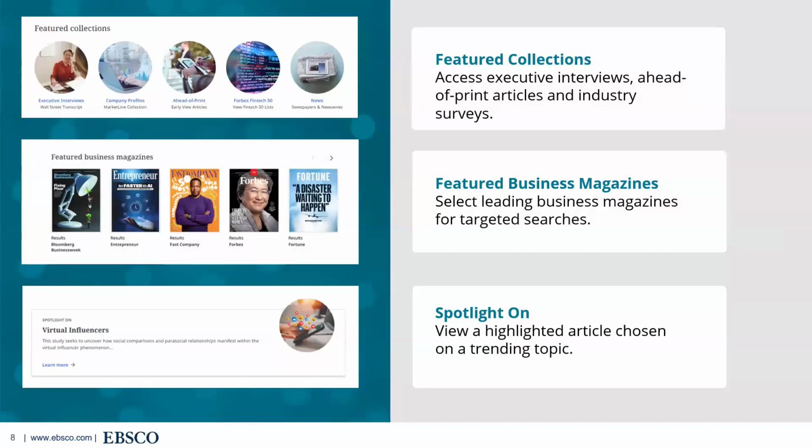In addition to those topics, we also provide featured collections, which will include things like interviews, ahead of print articles, and other items. We also have a little carousel for featured business magazines that are indexed in the Business Source database. So that will include publications like Forbes, Harvard Business Review, Fortune, and so on. And we also have a spotlight that will change from time to time that will view a highlighted article chosen on a trending topic.